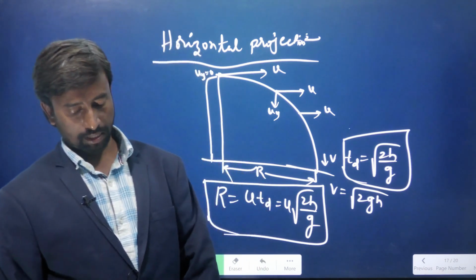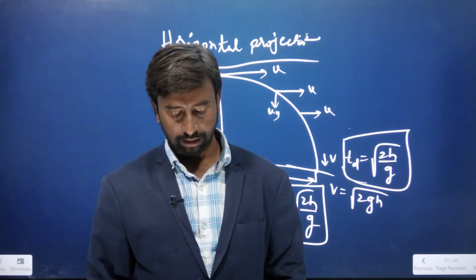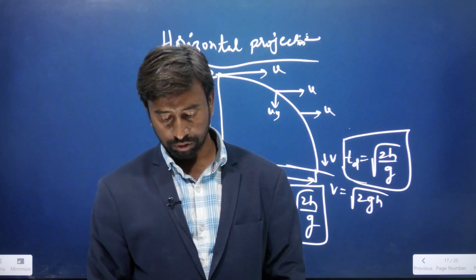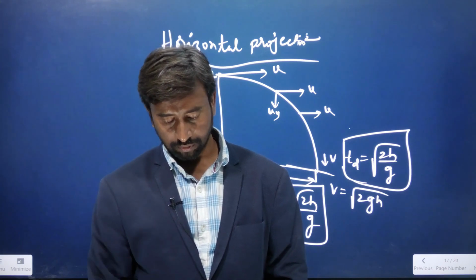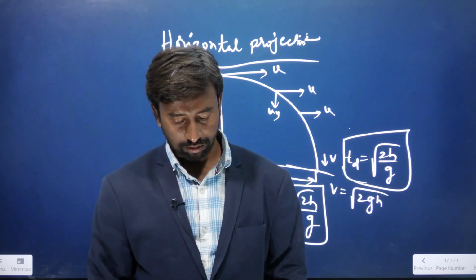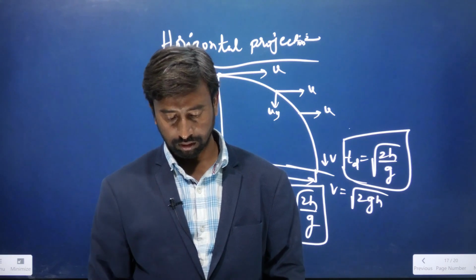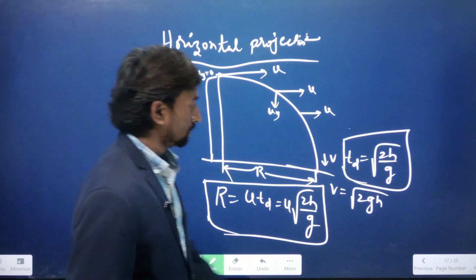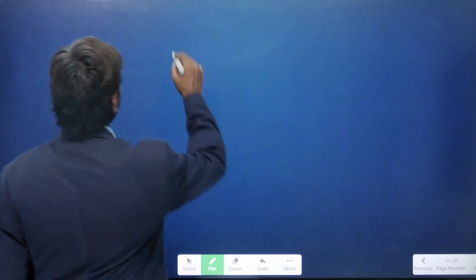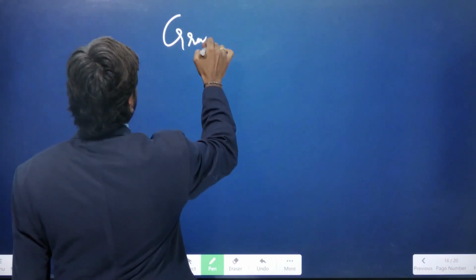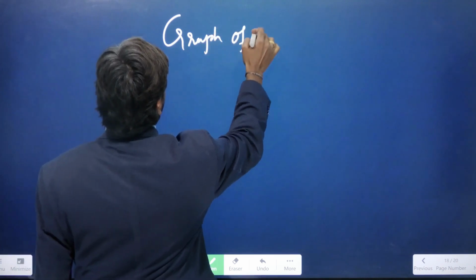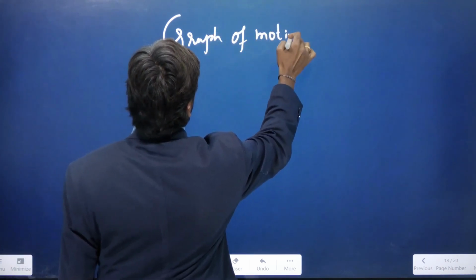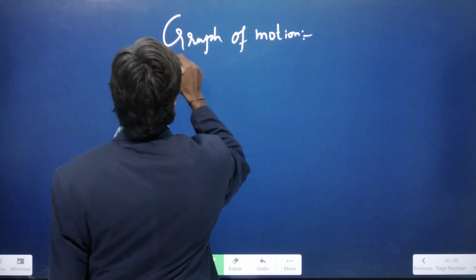So this is all about motion in a straight line. Then next we are going to see motion in a plane. Afterwards we have the graphs of motion also, so we'll see graphs of motion. Then we'll see projectile motion next. So graphs of motion, next one. After this we have the graphs of motion.